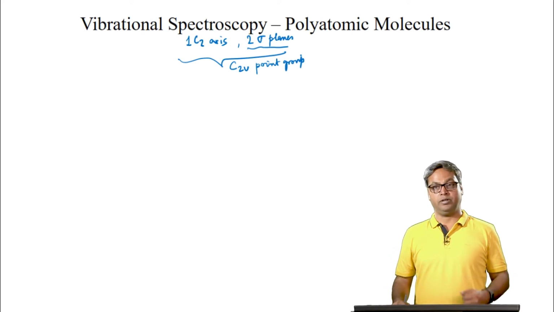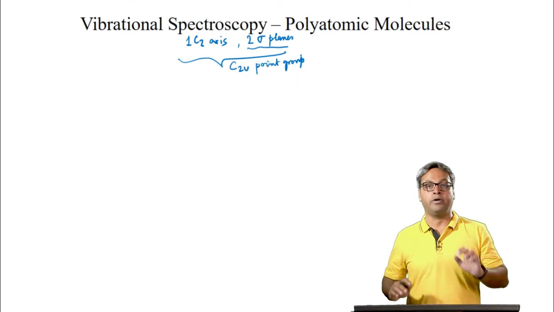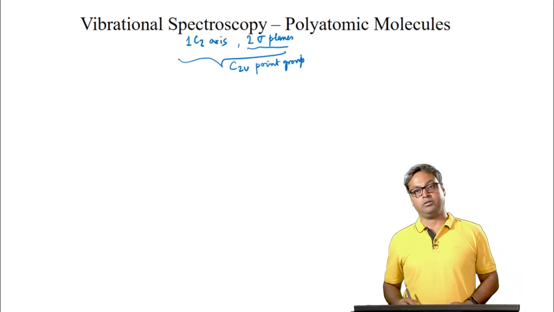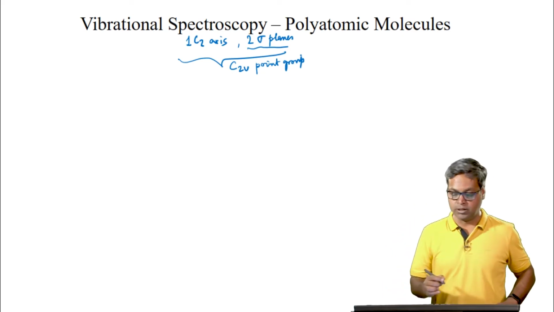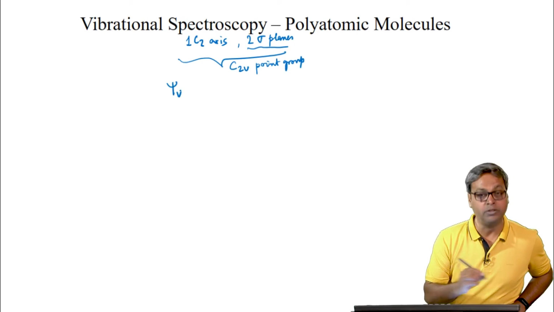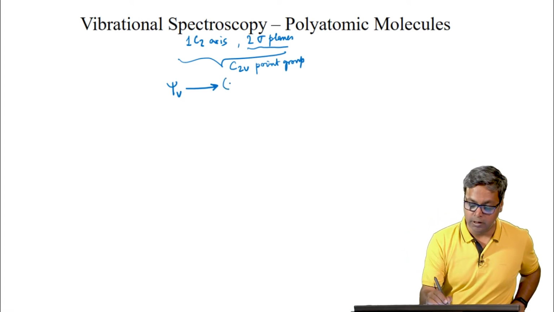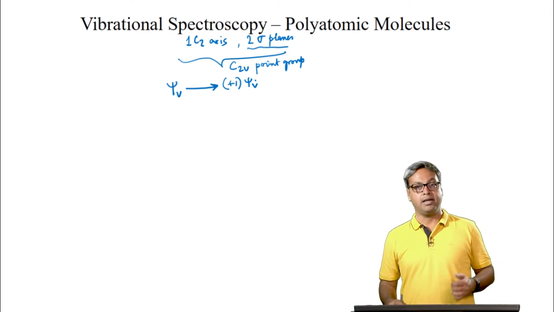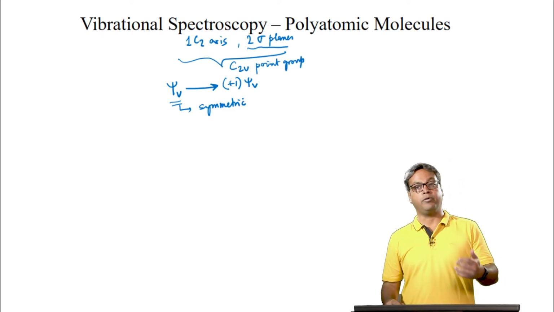If the symmetry of the wave function is preserved during a symmetry operation, the symmetry operation has no effect on the wave function. And because the symmetry operation has no effect on the wave function, we can write psi v, the wave function after the symmetry operation, remains the same, that is plus 1 times psi v. Thus, we can say that psi v is symmetric to the symmetry operation.